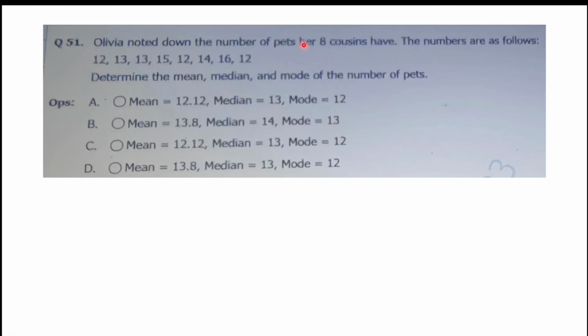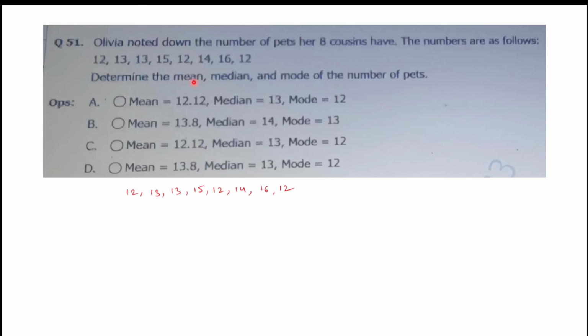Olivia noted down the number of pets her 8 cousins have. The numbers are as follows: 12, 13, 13, 15, 12, 14, 16, and finally 12. Then we need to calculate the mean, median and mode of the number of pets.